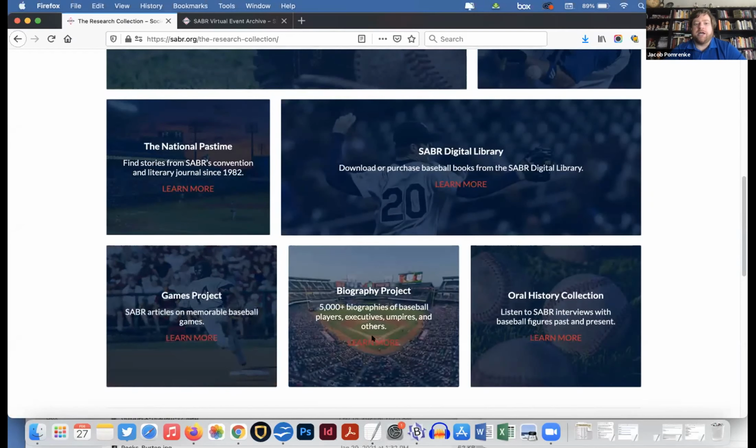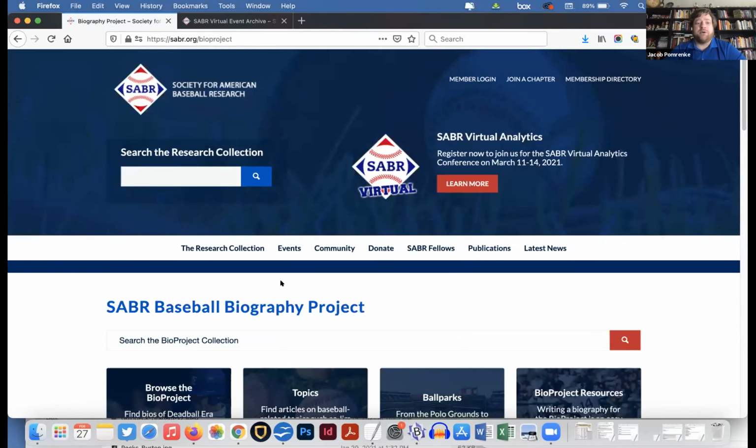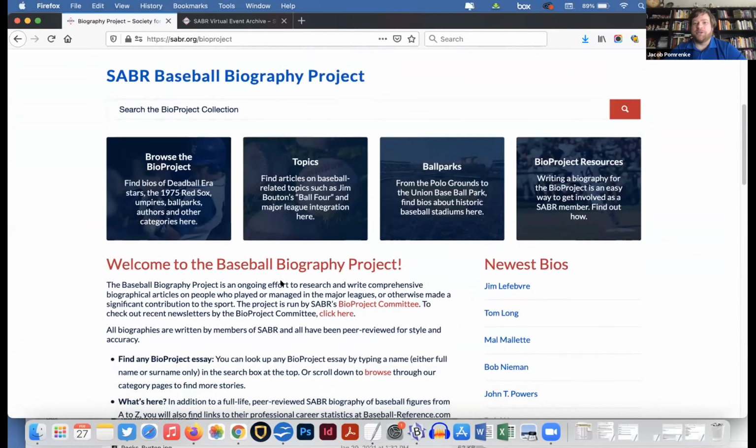We'll start here with the biography project. A lot of you know this is probably SABR's most visible project. It's certainly the most ambitious project SABR's got, trying to write a biography of every single person who ever played in the major leagues, along with figures off the field as well.